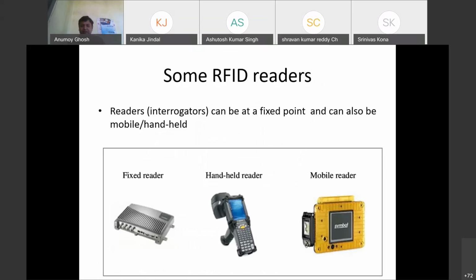So these are some RFID readers. These are fixed readers, which are generally employed in toll tax. These are handheld readers, and these are some mobile readers, which are very portable readers.